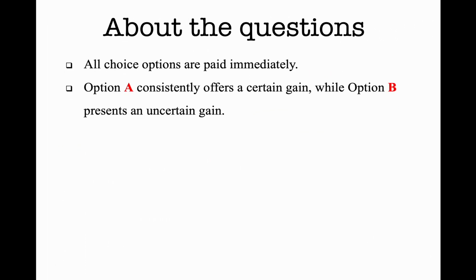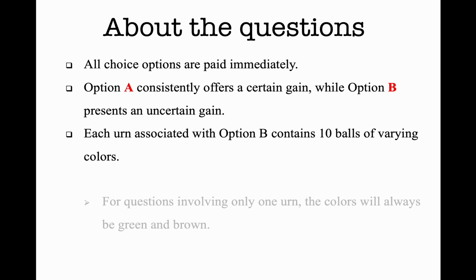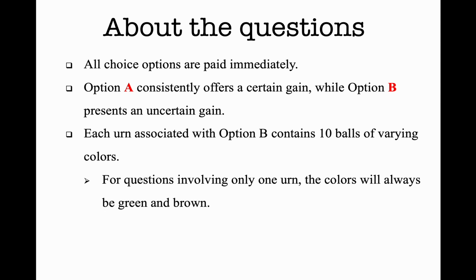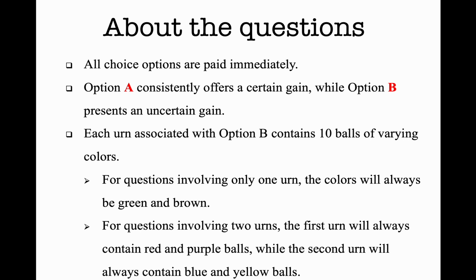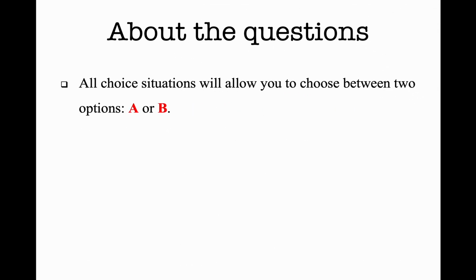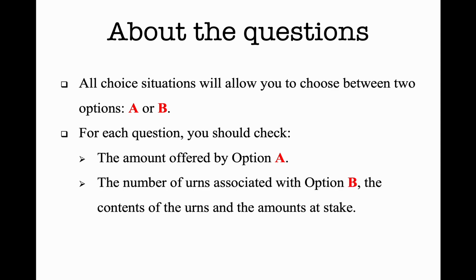Option A consistently offers a certain gain, while option B presents an uncertain gain. Each urn of option B contains 10 balls of different colors. For questions involving only one urn, the colors will always be green and brown. For questions involving 2 urns, the first urn will always contain red and purple balls, while the second urn will always contain blue and yellow balls. All choice situations will allow you to choose between 2 options, A or B. Therefore, for each question, you should check: How much is offered by option A? How many urns does your option B have? The contents of the urns, and the amounts at stake.